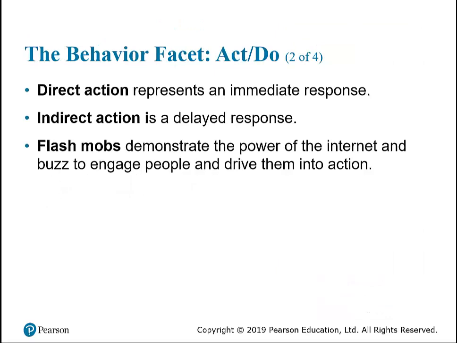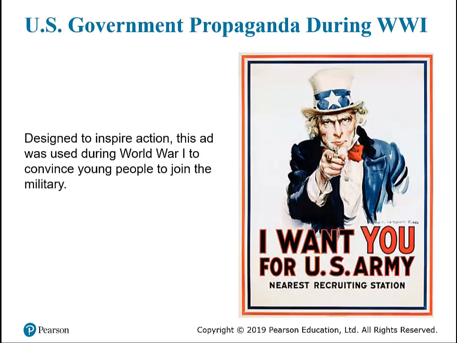The behavior facet. Act, do. Direct action represents an immediate response. Indirect action is a delayed response. Flash mobs demonstrate the power of the internet and buzz to engage people and drive them into action. U.S. government propaganda during World War I. Designed to inspire action, this ad was used during World War I to convince young people to join the military.